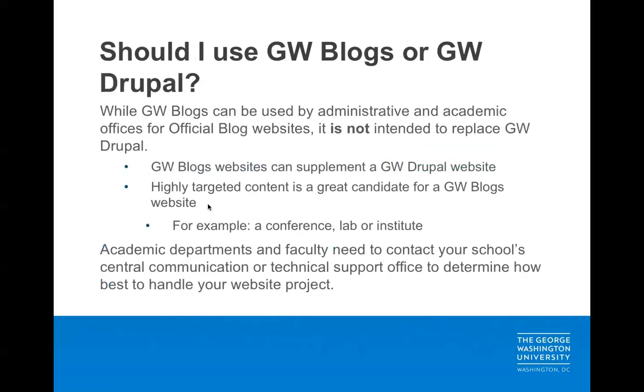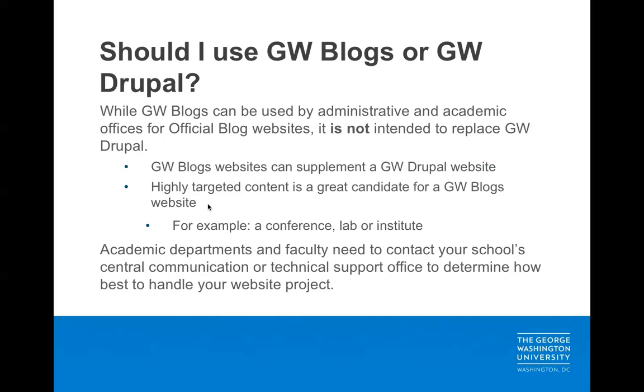So some of you may be familiar with a service at the university called GW Drupal. GW Drupal is the official website platform for academic and administrative offices at the university, and so even though GW Blogs can be used by those same units, it's not intended to replace Drupal. So if you already have a Drupal website and you're thinking to yourself, well, I'd rather just use CampusPress, we won't necessarily just say, okay, let's go ahead and make the switch. We're going to have to take a look at your request on a case-by-case basis. Sometimes it will get approved. Sometimes we'll actually have to say, no, we need you to stay in Drupal. It's really just going to depend on the use case.